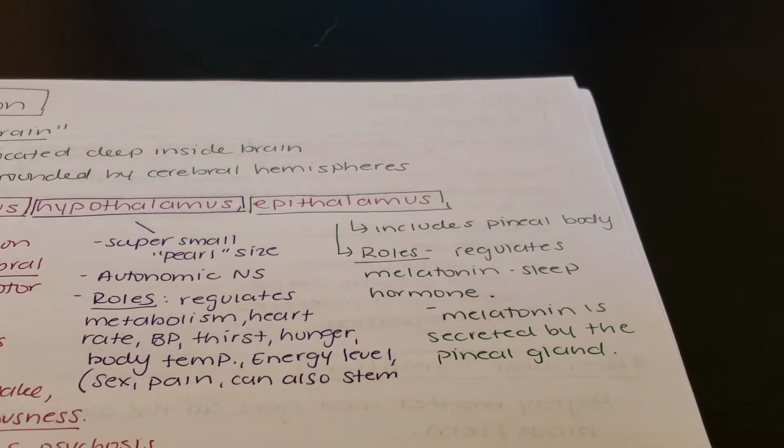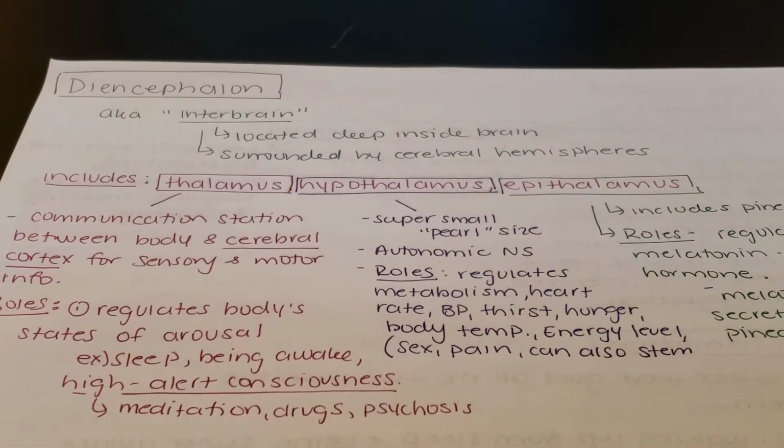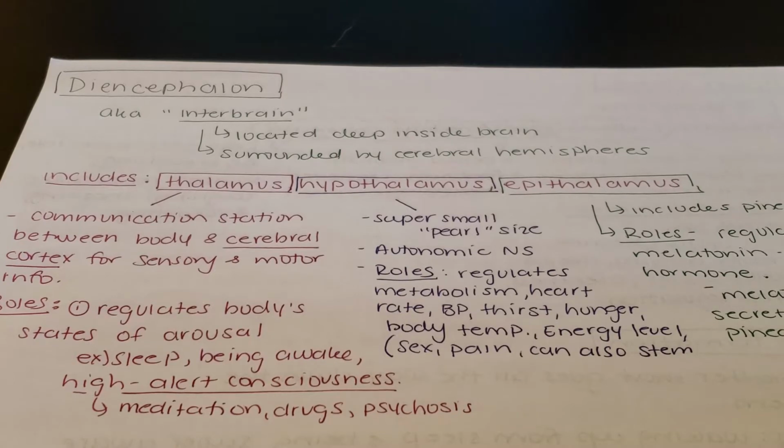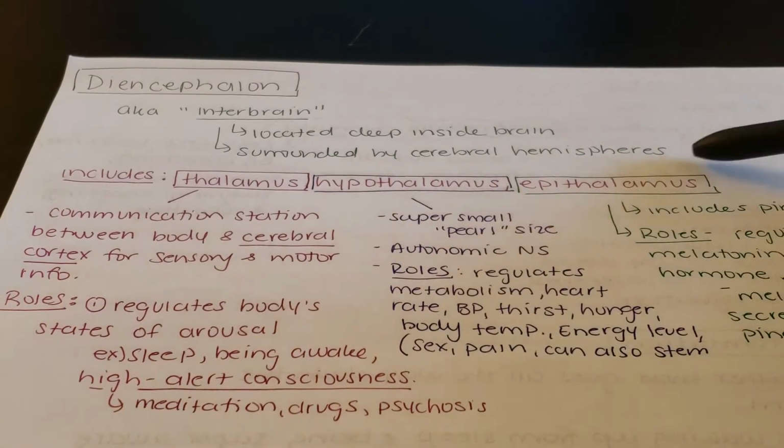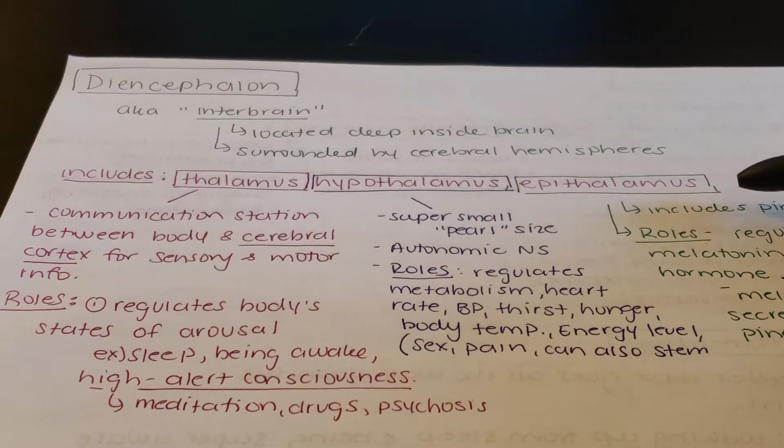So these are just three parts of your diencephalon. Like I said, your diencephalon is tucked into your cerebral hemispheres, like you see up here. And then there's three parts to it: the thalamus, hypothalamus, epithalamus. The thalamus over here mainly has to do with being a station where you can relay information coming in from the sensory and going out through the motor, and it's also regulating being awake or asleep, or being extra sensitive to your surroundings or to your body.